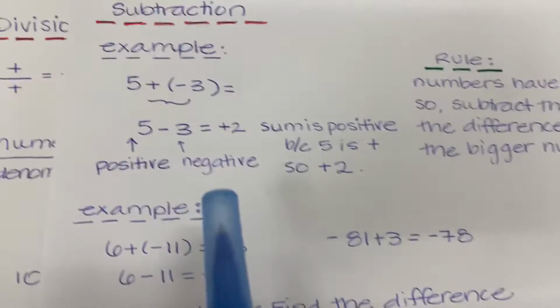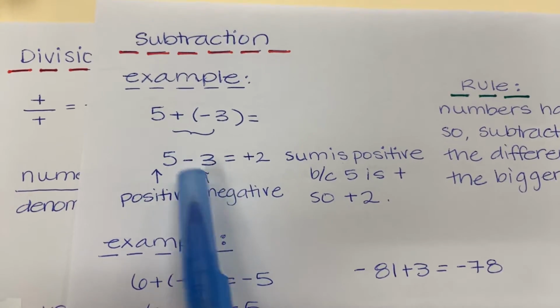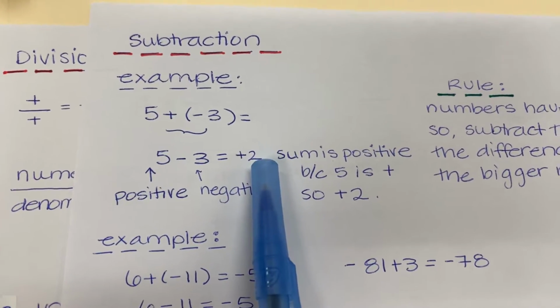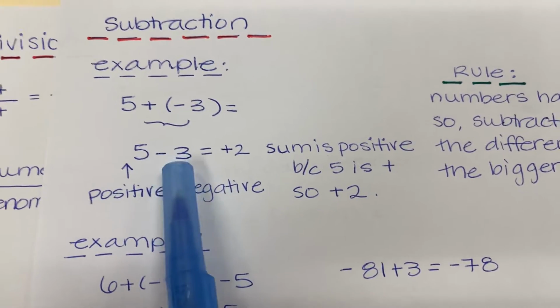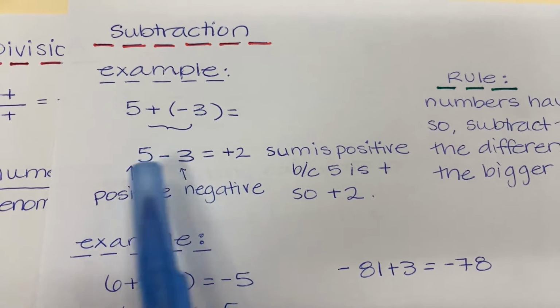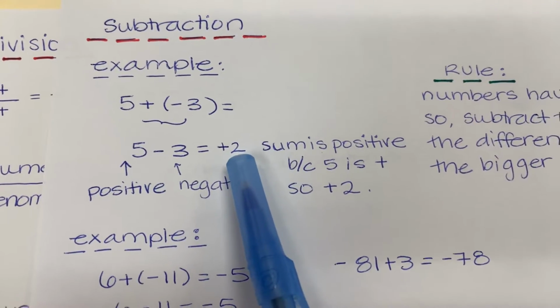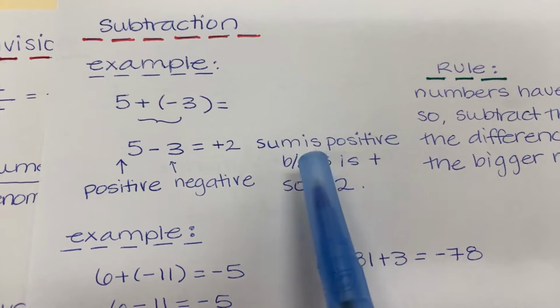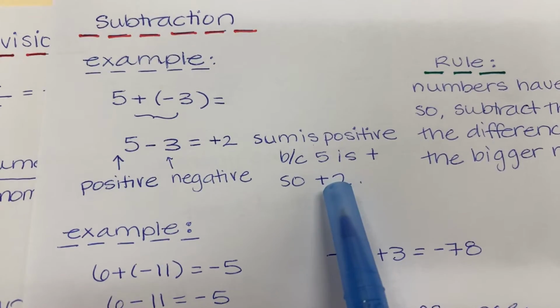What does that mean? I've got 5, I've got 3, so subtract. 5 and 3 give me 2. Now which value is larger? 5 is bigger than 3, and 5 is positive. So my answer, my difference, is positive 2. The sum is positive because 5 is positive.